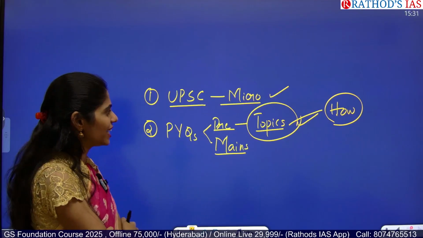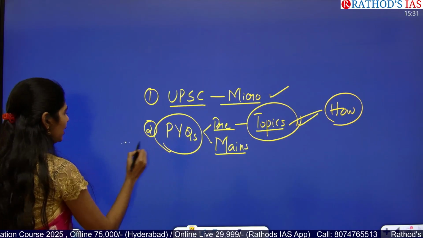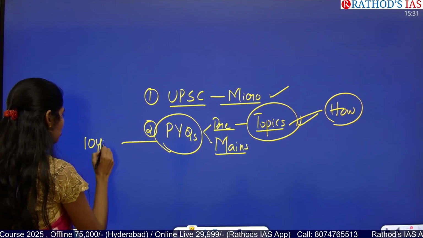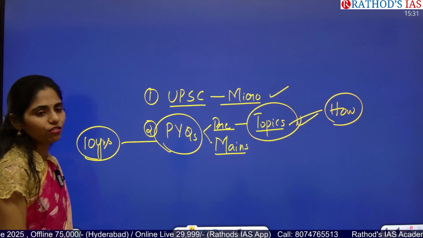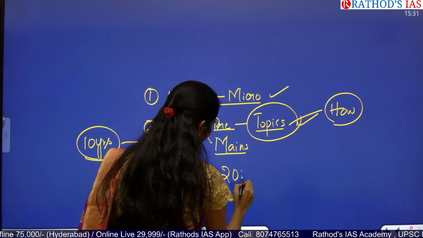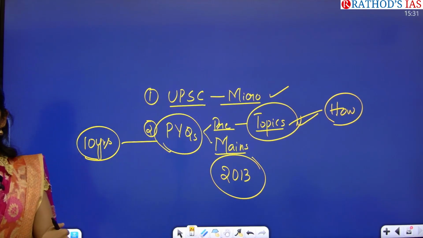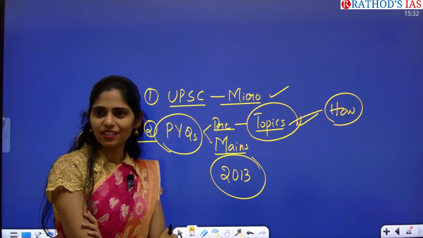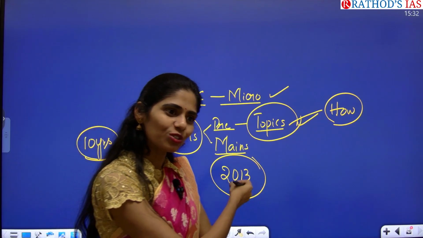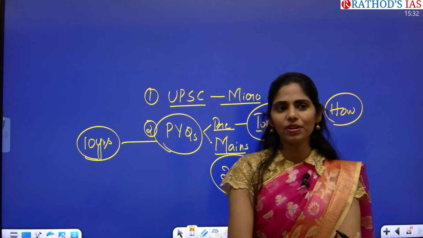There is a high chance of clearing prelims if you have seen at least 10 years of prelims PYQs, at least 10 years. So you have to take from 2013. Why 2013? Because before 2013 there was no concept of CSAT, but CSAT was introduced in 2013. From that year there was some change in the format.